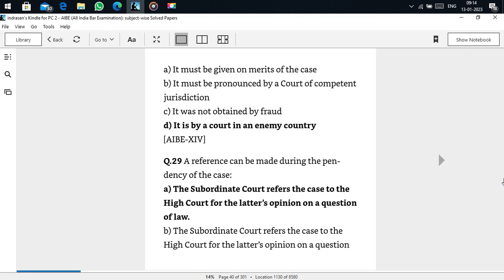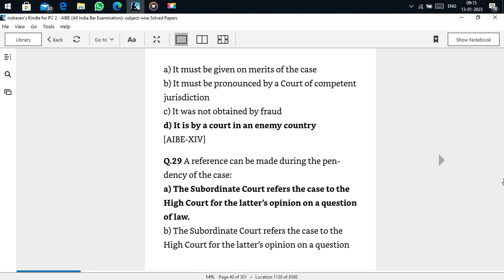Next question, a reference can be made during the pendency of the case. A subordinate court refers the case to the High Court for the latter's opinion on a question of law. Subordinate courts, whenever they have an issue in giving a final judgment, can refer to the higher courts for their opinion, particularly on a question of law.